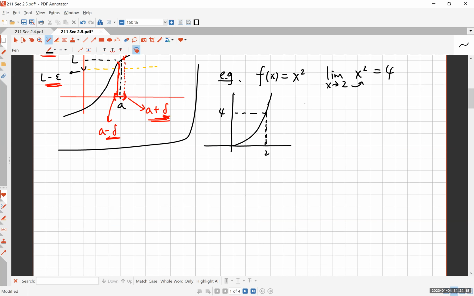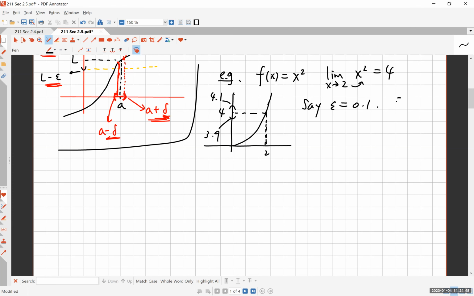Okay, so let's say somebody picks epsilon to be 0.1, right? So that's a challenge given to you. This person is saying, look, I want my f of x to be within 0.1 of 4, okay? So that means it has to lie between 3.9 and 4.1. Think of this as a bullseye or something. They want you to hit this target, okay?